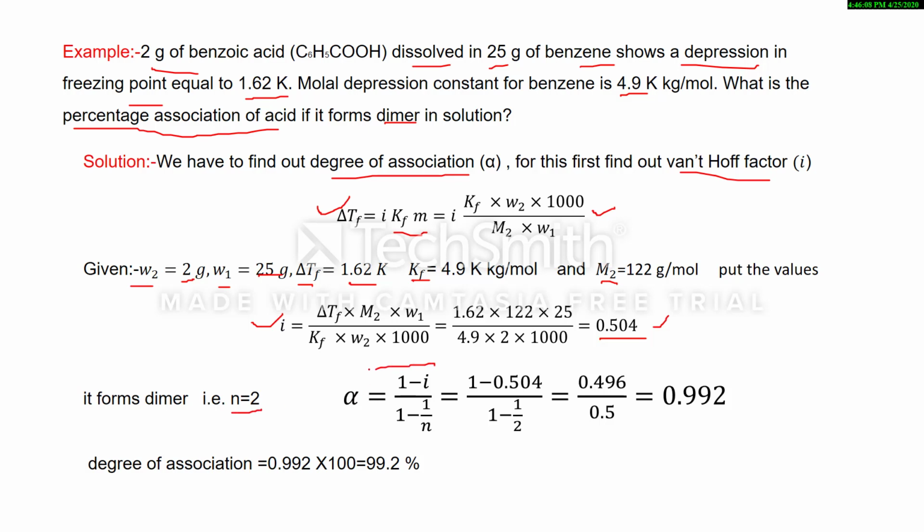Then by using the relationship between alpha and i, we can find out the value of alpha. This is the formula. Put the value and finally calculate: 0.992. This is in fraction. If this is multiplied by 100, then this will be in percentage. 99.2% is the degree of association.